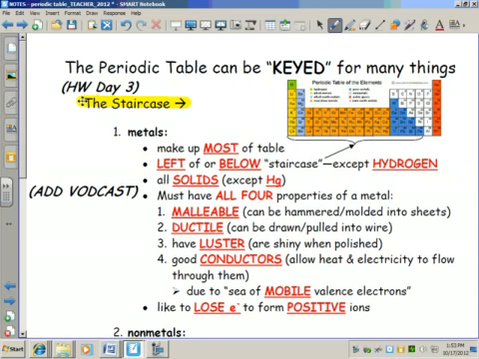The staircase is located here, and it separates the metals, which are below and to the left, with the exception of hydrogen, from the nonmetals, which are over here, above and to the right. And we'll also talk about the metalloids, which border or sit right along the staircase. So right now, let's start with the metals.